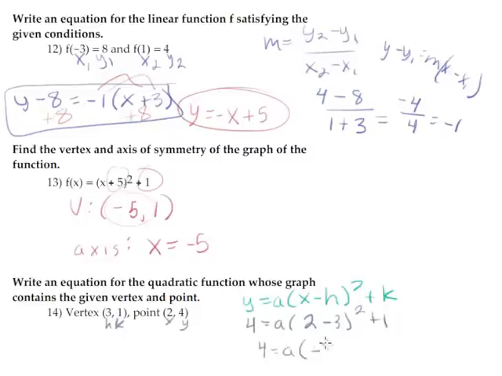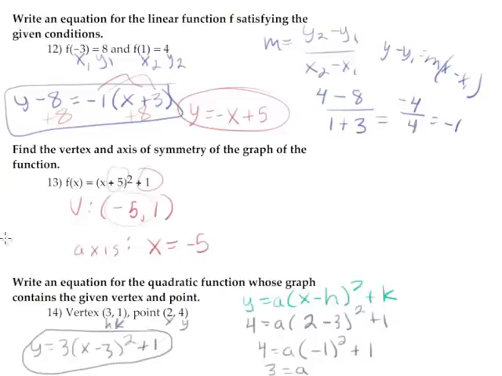So we just gotta be good algebraic solvers. A equals 3, and then you write it 3 times x minus 1 squared. Just kidding, minus 3. So that's what h is, plus 1. And you may want to practice FOILing that out. x minus 3 times x minus 3, multiply by 3, add 1, just in case, multiple choice kind of situation.